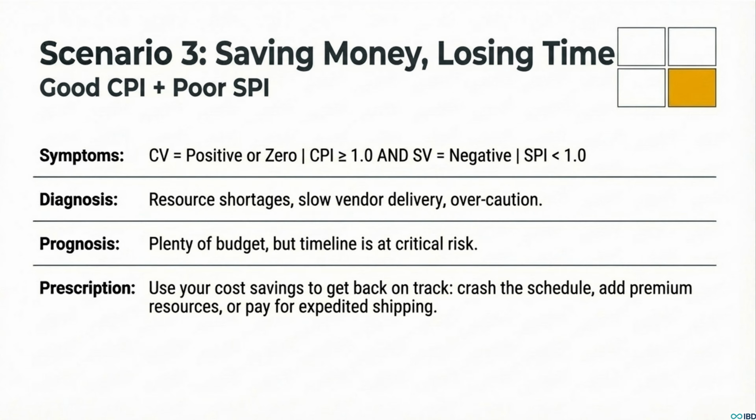But here's the cool part. This situation creates a unique opportunity. You actually have a budget surplus. You have extra money you can use to solve your time problem. This is it. This is the one scenario where crashing the schedule by adding more people or using those premium resources or even paying for express shipping, that's the smart strategic move.